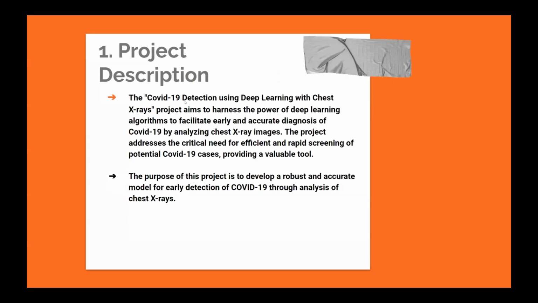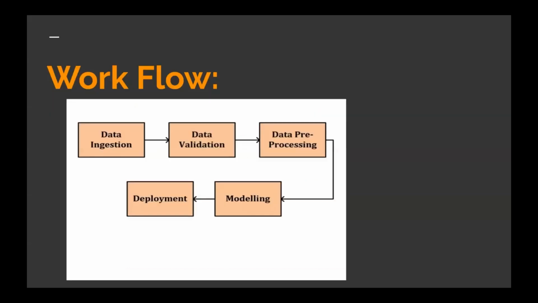So, starting with our project description. Our project mainly aims to detect the COVID-19 disease with the help of chest X-rays, and our aim is to get maximum accuracy with this process. The project addresses the critical need for efficient and rapid screening of potential COVID-19 cases. This method is much better than the other one because it's more reliable, accurate, and very fast.